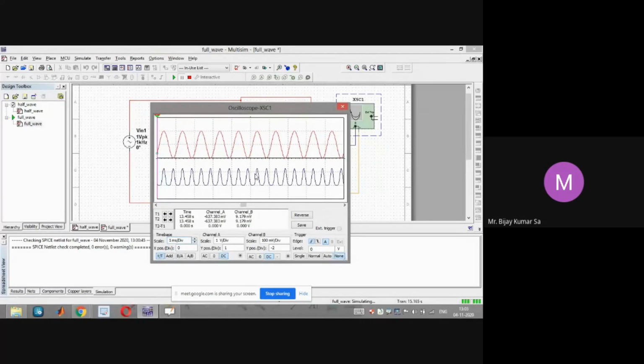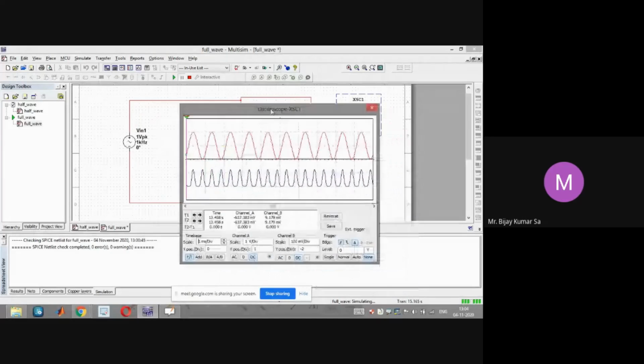Okay. So this is the full wave rectified signal. We can correspond. We have a peak for the positive half cycle. We have a peak at the negative half cycle also. This is the positive half cycle, and at the output I have a peak here. For the negative half cycle also, I have a peak. That means I am getting output for both the half cycles, positive as well as negative. So this is the output of a full wave bridge type rectifier.